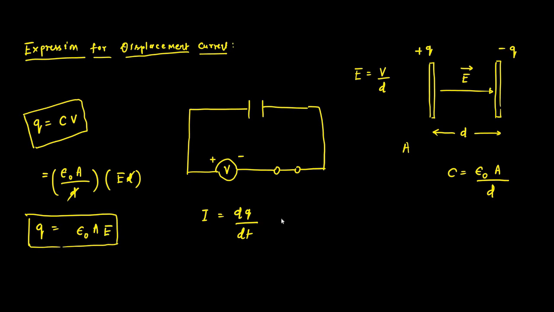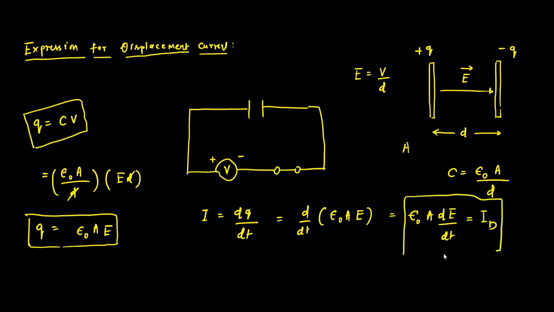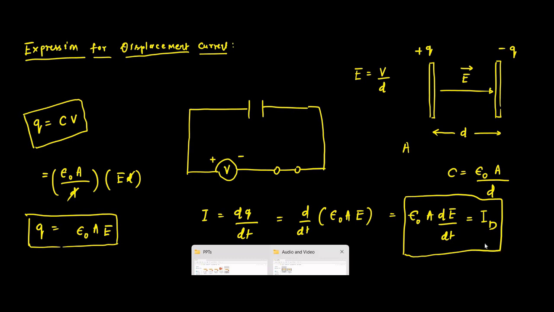So then it will become d by dt of epsilon 0 A E, which is equal to epsilon 0 A dE by dt. So this is basically the expression for displacement current, epsilon 0 A dE by dt, which involves the rate of change of electric field with respect to time. This is the first expression.